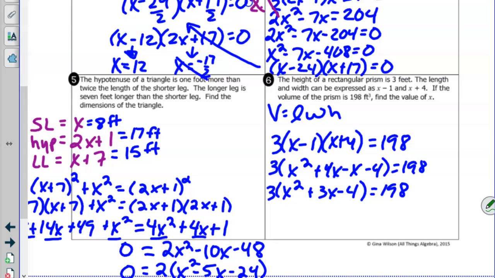Is 198 divisible by 3 by chance? Yes. Oh, let's do that. Instead of distributing the 3 through, why don't we divide both sides by 3? Does everybody see that? Okay. That'll keep it clean. So we have x squared plus 2x minus 3. What is 198 divided by 3? 66. Perfect.